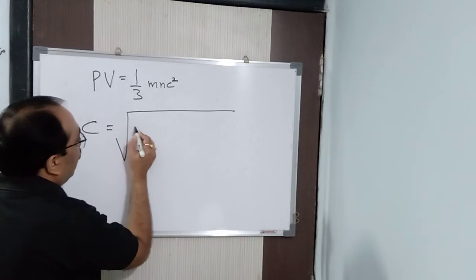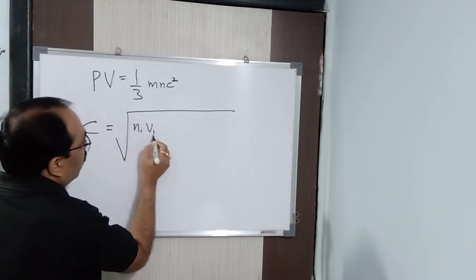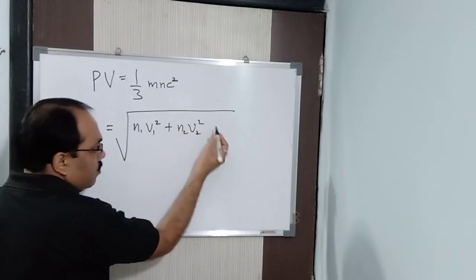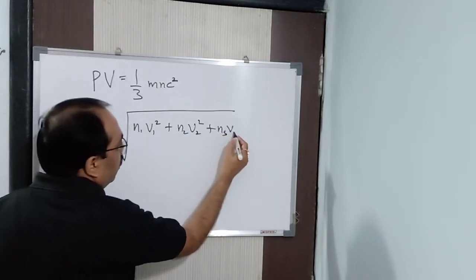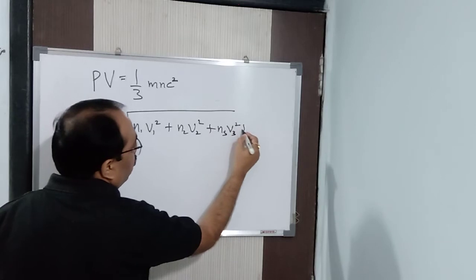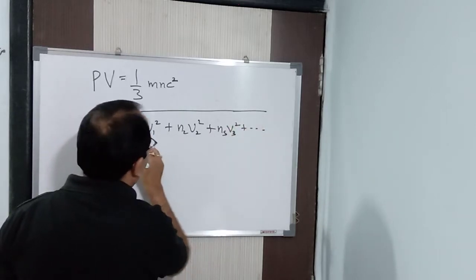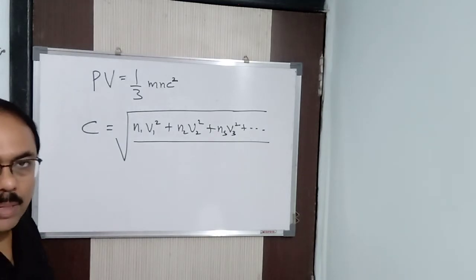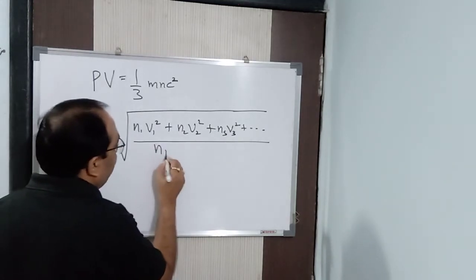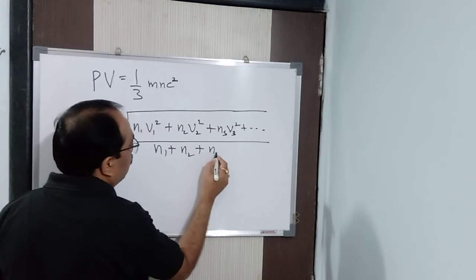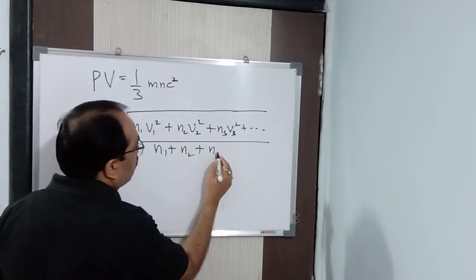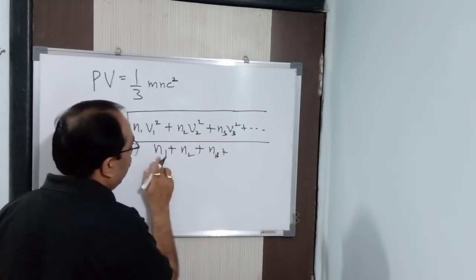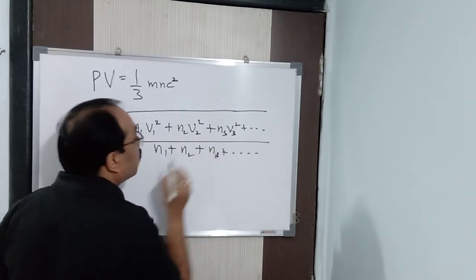Let us say we have N1 molecules whose velocity is v1, so v1 square, plus N2 molecules whose velocity is v2, so v2 square, plus N3 molecules whose velocity is v3, so v3 square, plus so on, divided by, now I want to find the average or the mean. Mean means the average, so I will divide by the number of molecules, that is N1 plus N2 plus N3 plus so on.